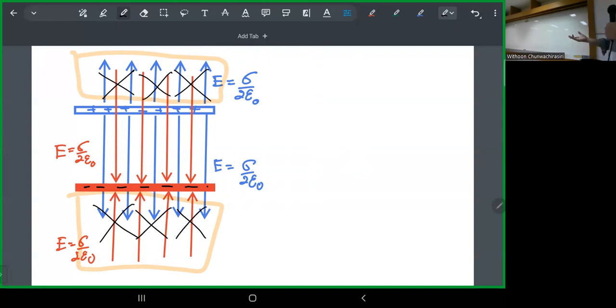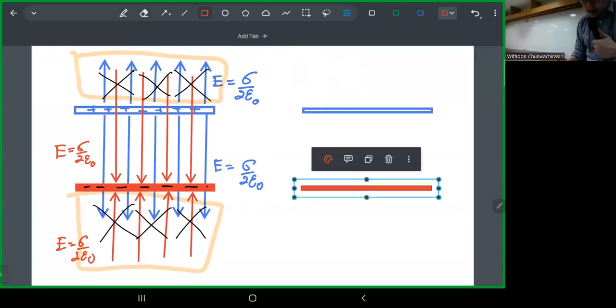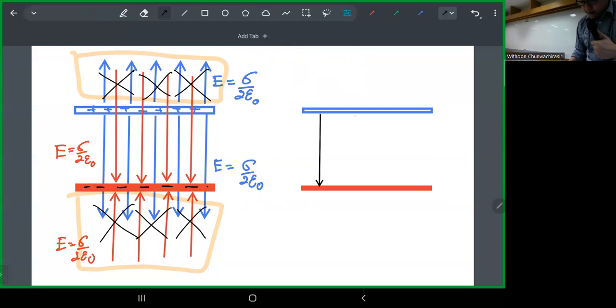The only thing left that is non-canceling, but actually adding, is the space in between. They're both pointing down, and because each is sigma over 2 epsilon naught, you add them up and get back the original value. And that's it, guys. It's done. So in conclusion, whenever you have a parallel plate capacitor like this, you're generating an electric field in between. Electric field only happens between the plates.